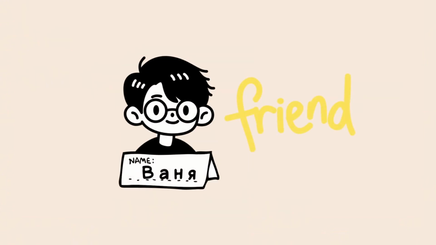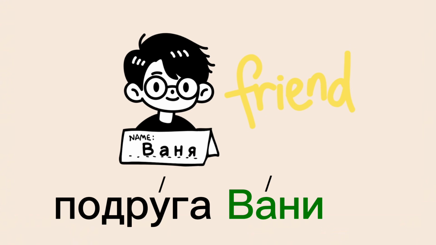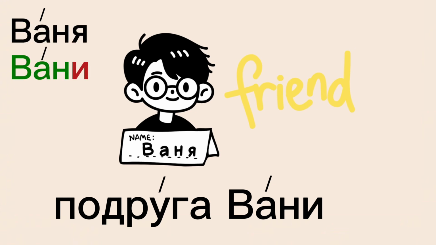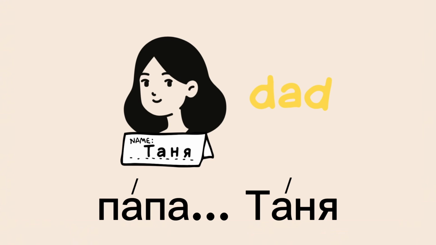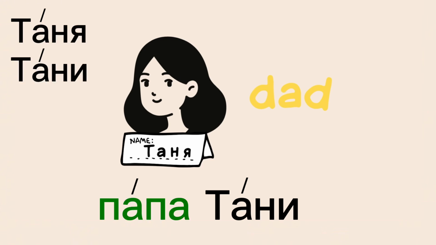Now let's practice Vanya's friend, a female friend. Подруга Вани. Same thing. The name changes. Ваня, Вани. One more example. Папа Тани. That's right. Папа Тани. The same pattern here. Таня, Тани.